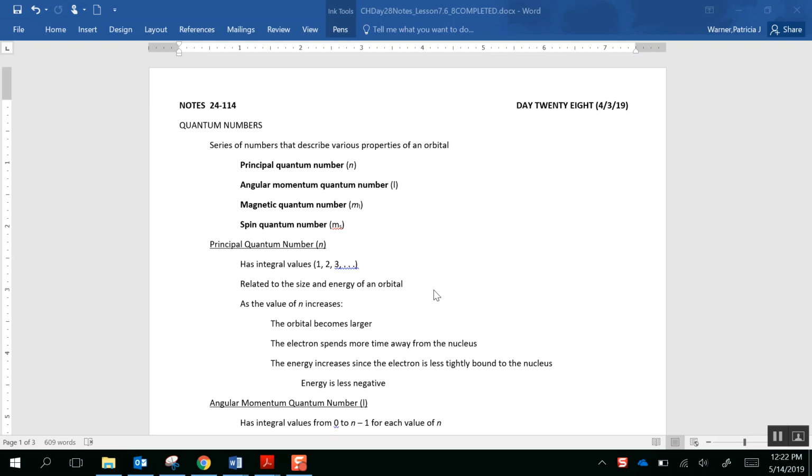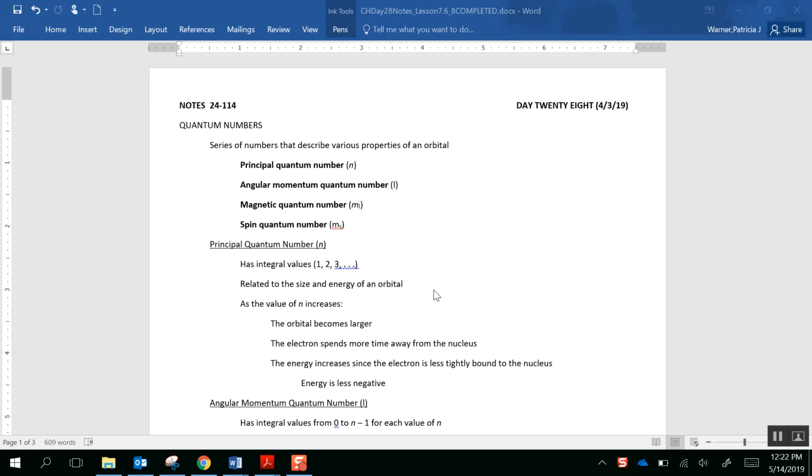There are 4 different quantum numbers when we are looking at electrons contained within an orbital. There's the principal quantum number, something called the angular momentum quantum number, the magnetic quantum number, and the spin quantum number. And each electron in an atom has a distinct set of these 4 quantum numbers.